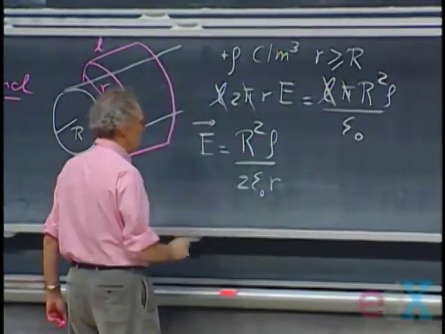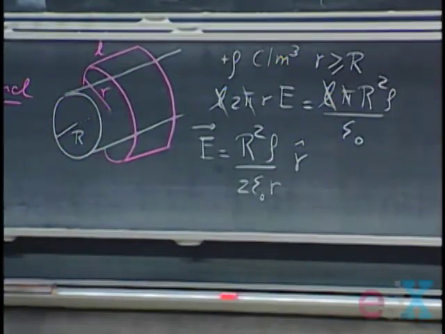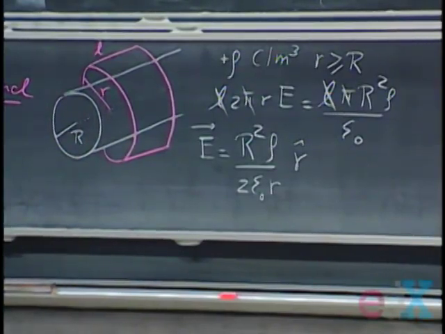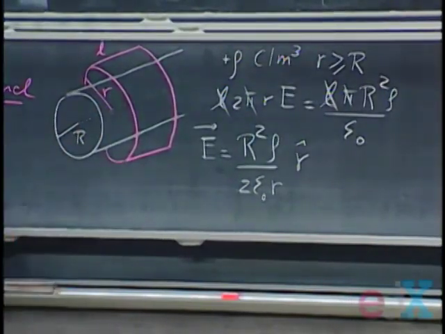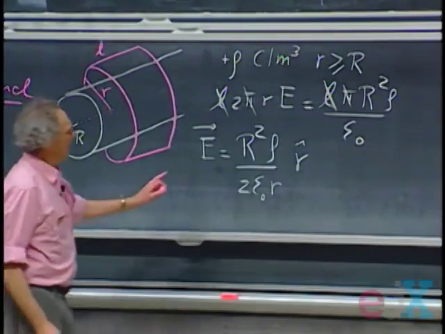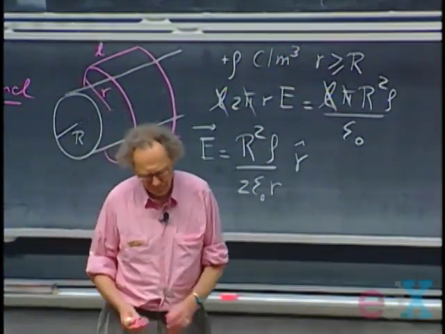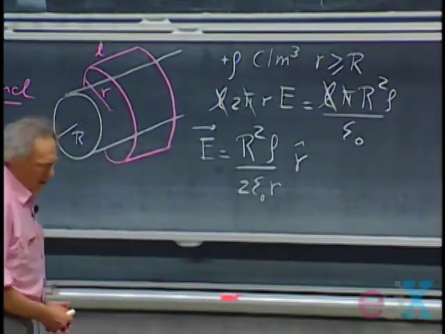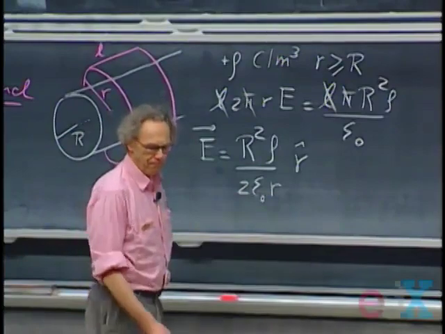And if you want to see it vectorially, you can put an R roof there. R roof then would be a vector which is perpendicular to the axis. I mentioned earlier, I called that radially outwards. So this is the electric field outside the cylinder. R squared, rho, 2 epsilon 0 r. So it falls off as 1 over r.